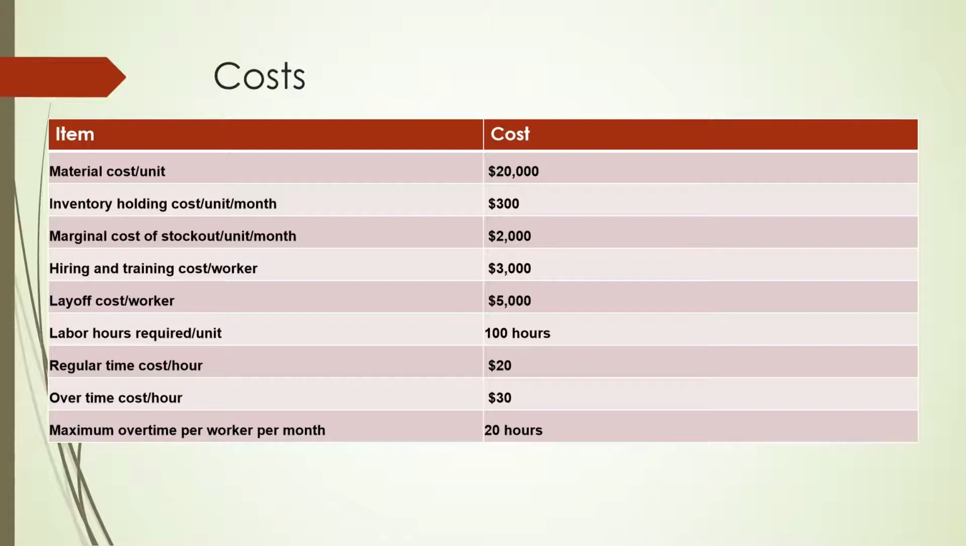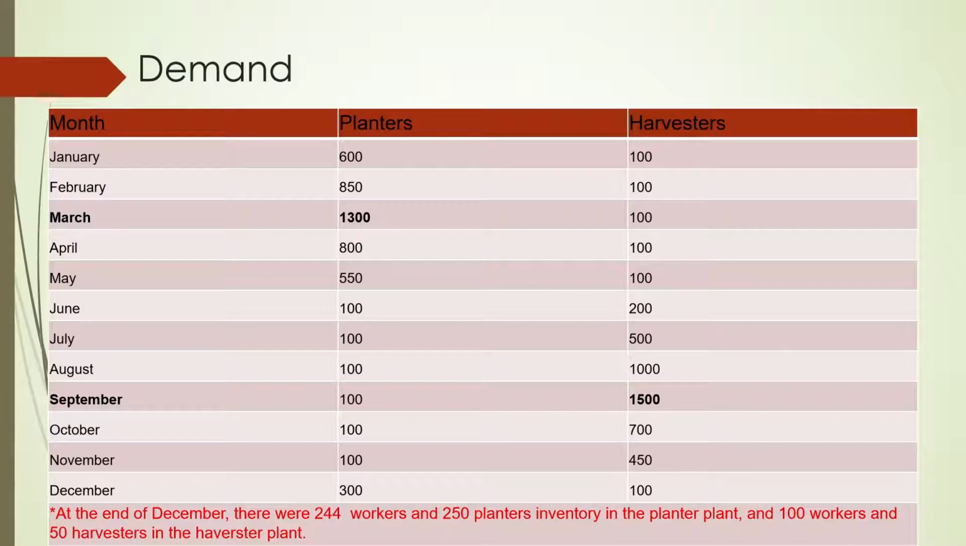Another aspect is demand. For the planters, we can see that there is a peak around March, and in other time of the year, the demand for planters is relatively low and stable. On the other side, the demand of harvesters reaches the highest point around September. Also, the same as planters, demand in other periods of time is relatively low. So, in addition, there were also inventories and workers left from the last year from both of the plants.